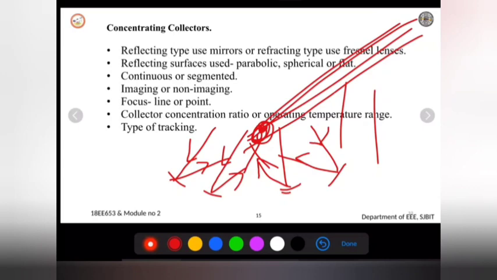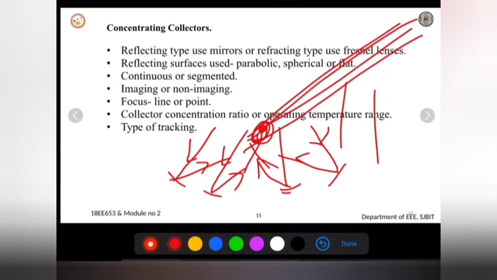There is a concept called a heliostat. When you are using this, I should place the heliostat mirrors in such a way that the shadow of one should not fall on the other. So I need to increase the height of the tower so that shading is avoided. The image of one mirror should not fall on the other. So based on that also, whether I am using imaging or non-imaging, this concentrating collector has been classified.